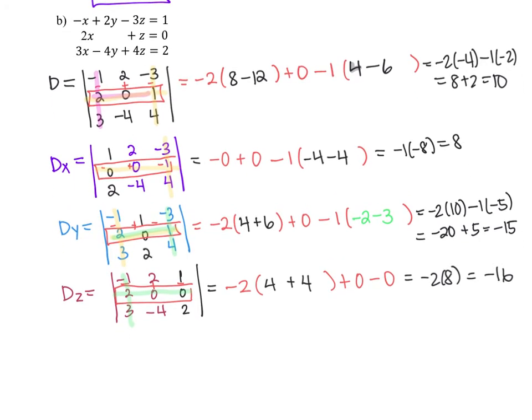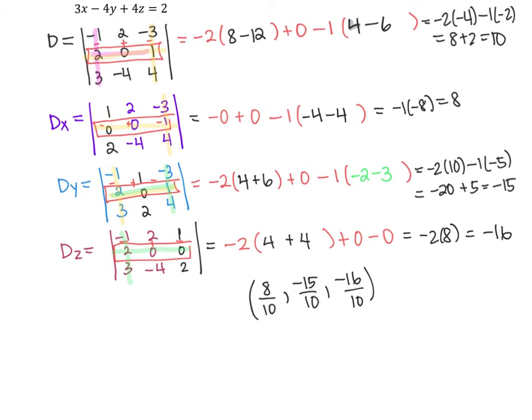Okay, so for my x coordinate, it will be dx over d. For the y coordinate, it will be dy over d. And for the z coordinate, it will be dz over d. And I am going to simplify these because I'm not leaving it like that. Okay, so the answer to the system should be 4/5, negative 3/2, negative 8/5.